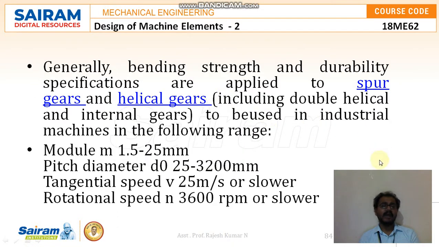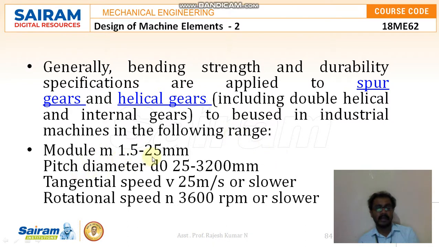And generally, when we speak about the strength, wear, and reliability of the gears, the perspectives would be bending strength and durability. So these bending strength and durability specifications are applied to spur gears and helical gears, including double helical and internal gears, and are to be used in industrial machines within the following range.